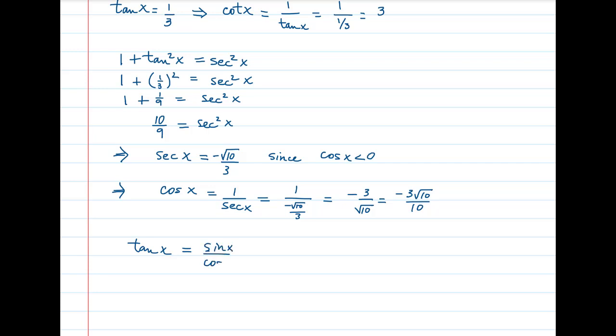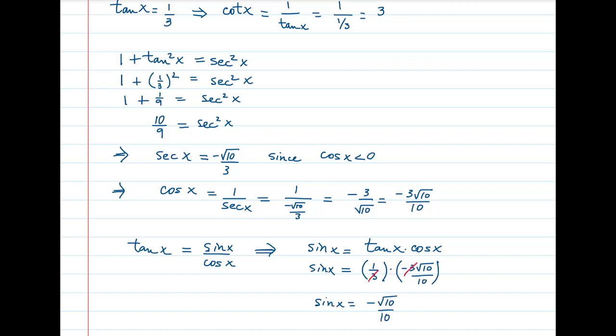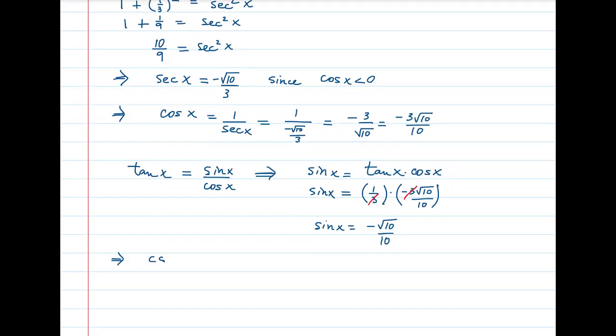We're going to use our quotient identity now, which says tangent of x is equal to sine of x over cosine of x. And since we already have tangent and we have cosine, we can solve for sine of x here. Sine of x is equal to tangent of x times cosine of x. And then substituting what we already have for tangent and cosine, we get 1/3 times negative 3 square root of 10 over 10. The 3's cancel out, and we get the sine of x is equal to negative square root of 10 over 10. Finally, the last trigonometric function is cosecant.